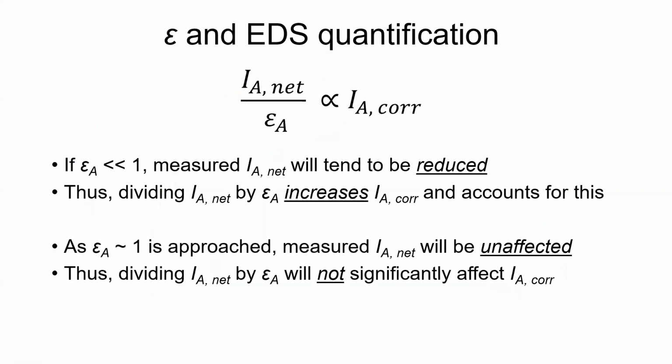Okay, so once again, how does this relate to the quant? Well, if I have an X-ray where the detector efficiency is not so good, that's going to tend to reduce the net counts that I measure. So if I divide through by my efficiency, that ends up boosting the corrected counts. The same idea happens as I approach 1: I don't really have an effect at that point, because my efficiency is good, so my net counts tend to be more representative of what I should be measuring. So I'm not going to end up affecting the corrected counts in that scenario.